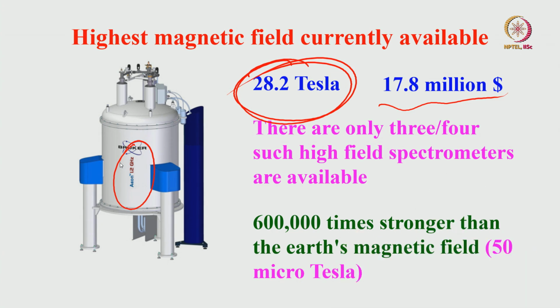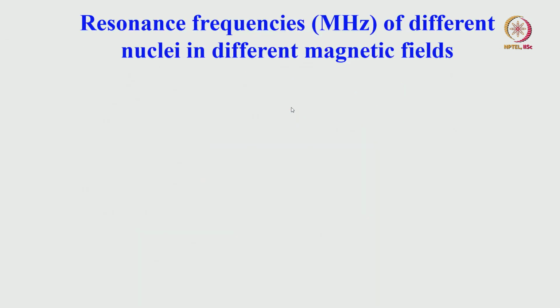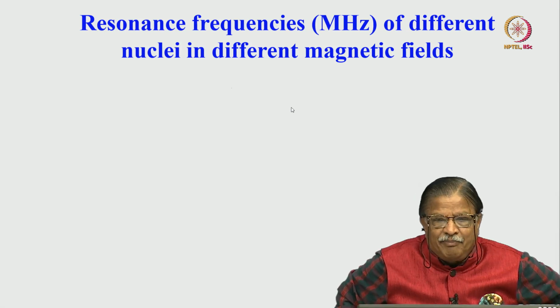And this magnetic field strength, remember, is nearly 6 lakh times stronger than that of the Earth's magnetic field. Earth's magnetic field is only 50 microtesla, and this is 28.2 Tesla. That is 28.2 into 10,000 Gauss. If you calculate this, it is going to be a huge value. Okay. So now let us see what will happen.